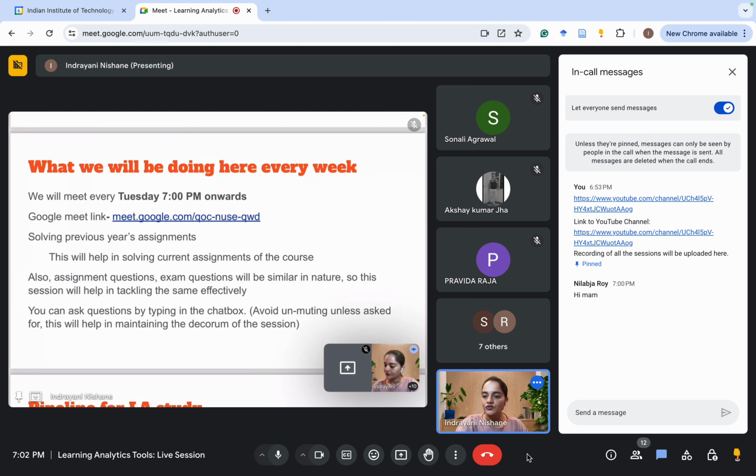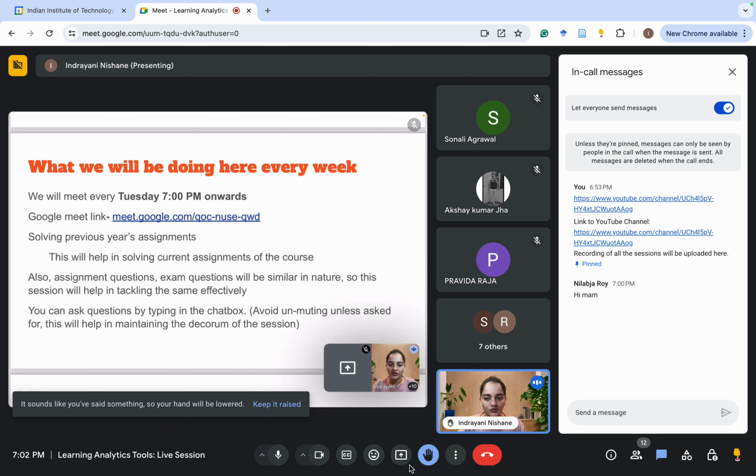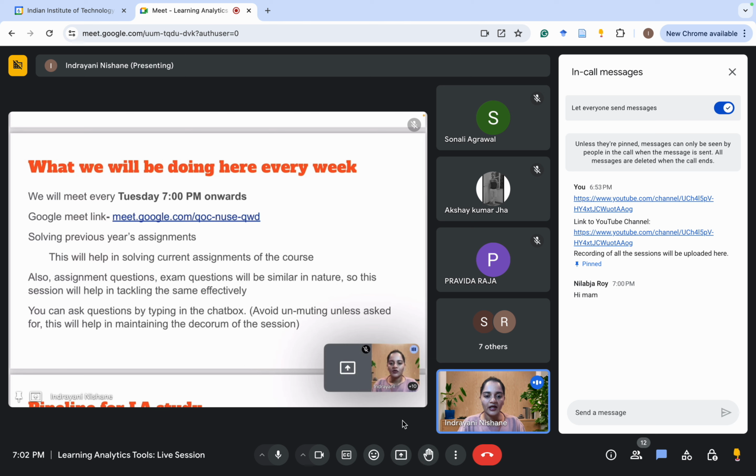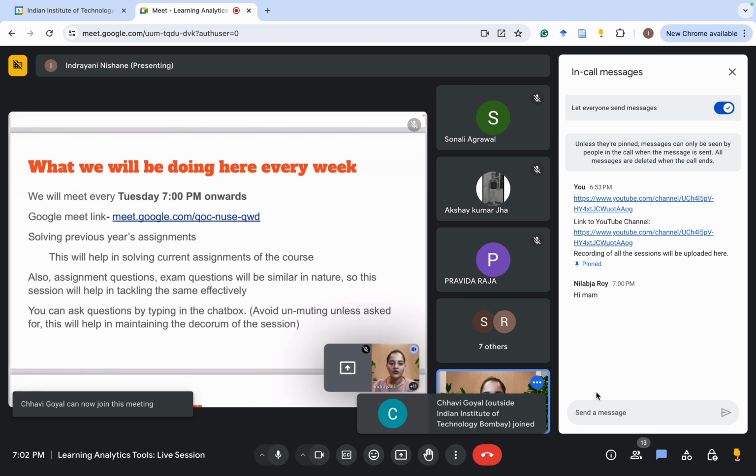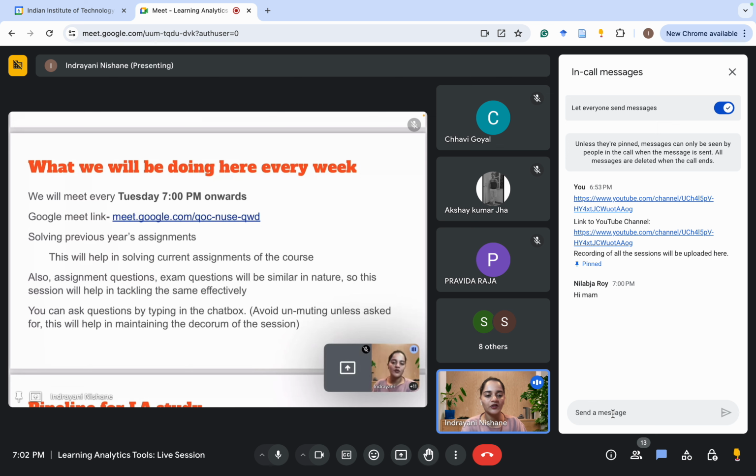You can interrupt me anytime by using the hand raise function, which you can see at the bottom of the meeting controls. You can raise your hand, and that will grab my attention. I will pause and allow you to speak. Or if you don't want to do that, you can type your doubts or questions in the chat box. Both ways work.